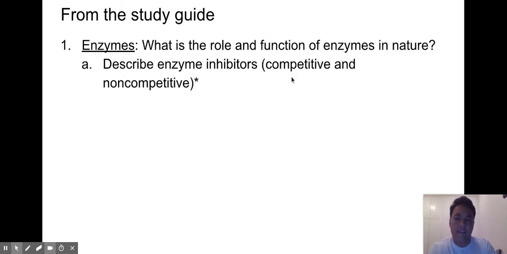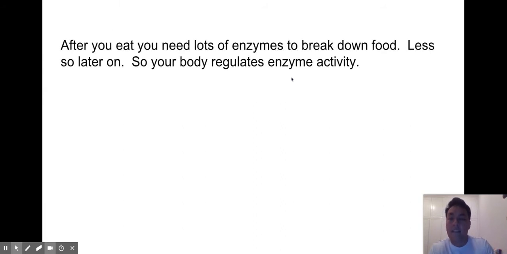Right? But so enzymes can be inhibited. They can be stopped. Like if you had a bunch of defenders between you and the goal, right? They could slow down your progress for scoring a goal in football. So after you eat, you need lots of enzymes to break down food. Less so later on, right?